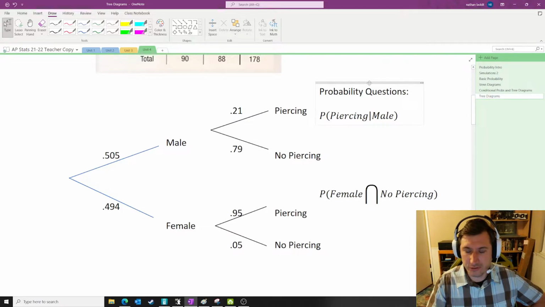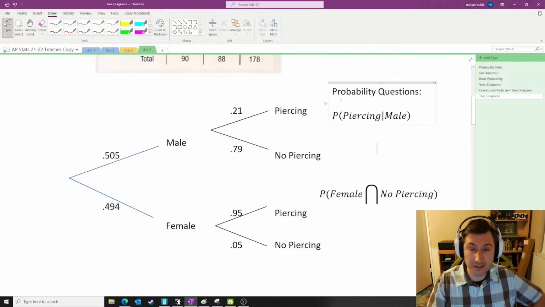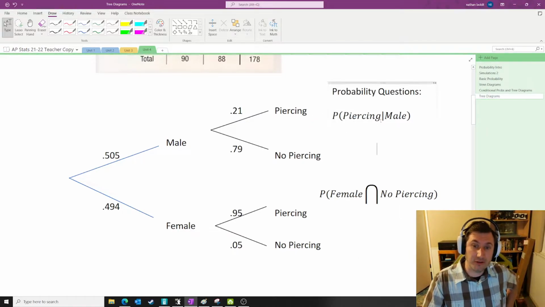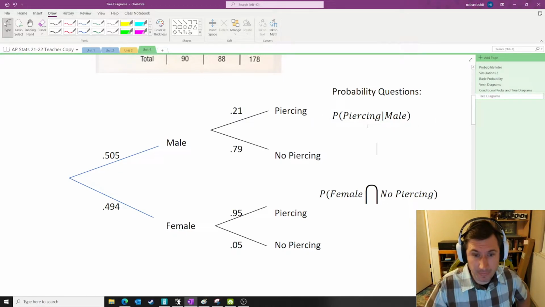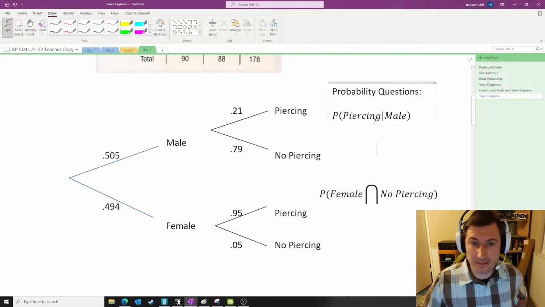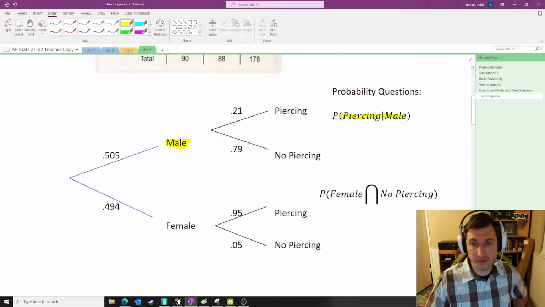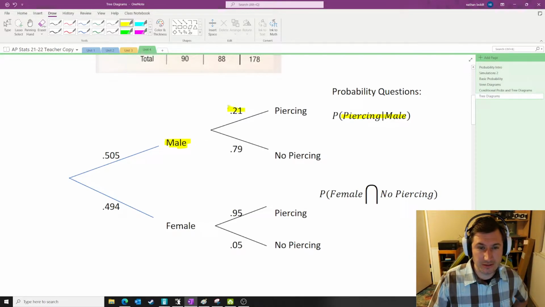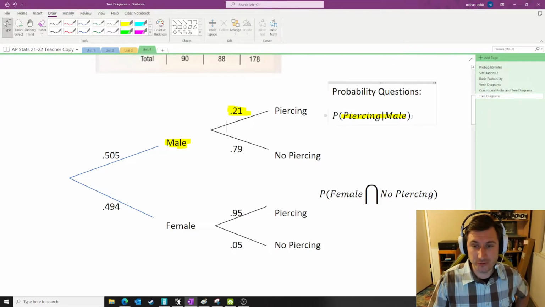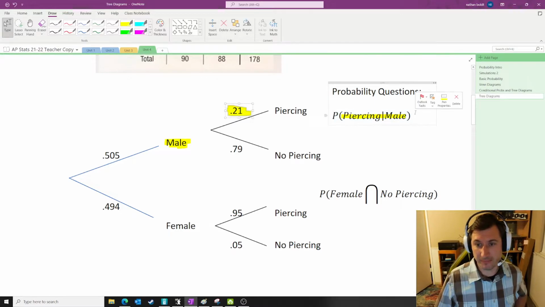Now again, what's the usefulness of this? Well, first, conditional probabilities are extremely easy. What is the probability that somebody has a piercing given they are male? Well, that means I'm only looking at the males. Which ones have a piercing? This 21%. We have our conditionals right in the tree diagram.